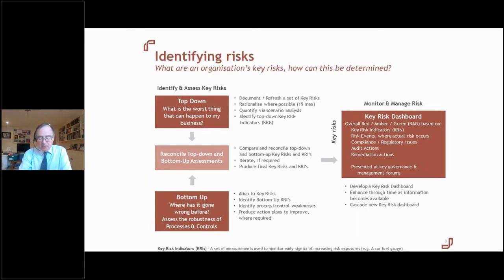From a top-down point of view, ask what are the worst things that could happen to your organization and try to quantify the impact using stress tests and scenario analysis. From a bottom-up point of view, look at what's gone wrong before. Look at your KPIs, your key performance indicators, and look at the robustness of your processes and controls. Plot these on your risk dashboard to help the board visualize risk impact and probability. And there's an example of this on a later slide, but also the Charity Commission also provides good guidance.